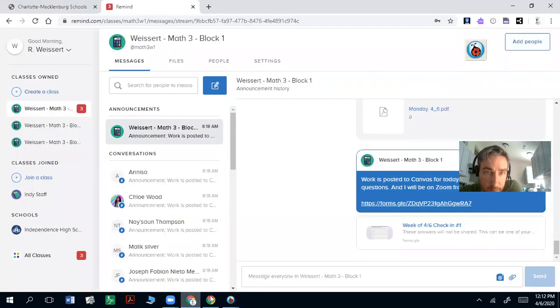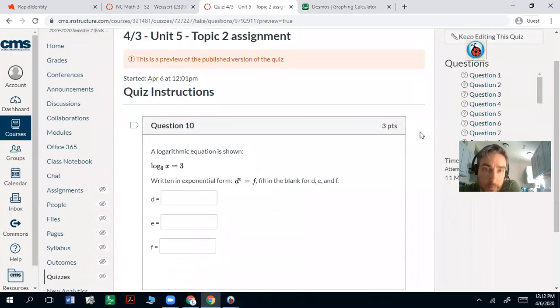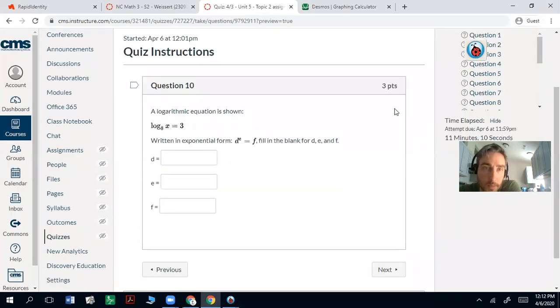And I think 10 is very similar. 10 has it the other way. So in this case, you're going from log to exponential. So I'll do 10 with you, why not? It's going to be log base 8 of x equals 3, and we want to get it to d to the e power equals f. Identify d, e, and f.